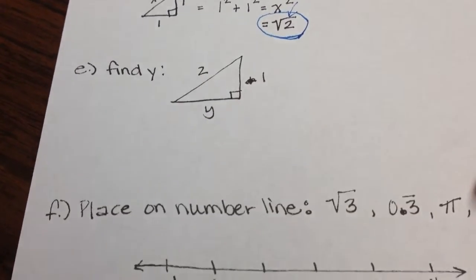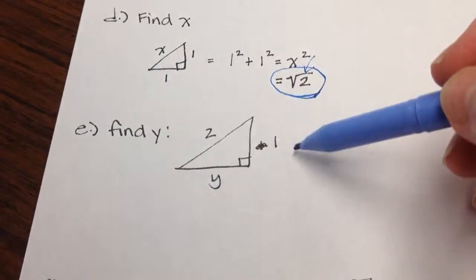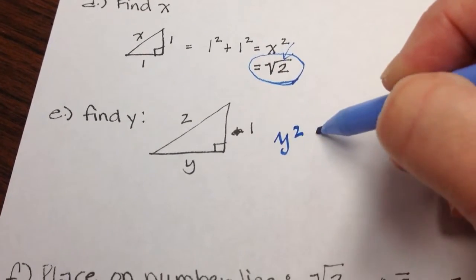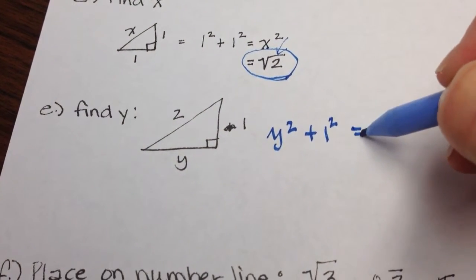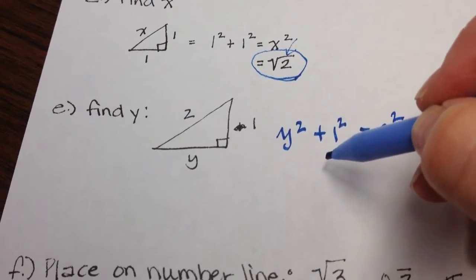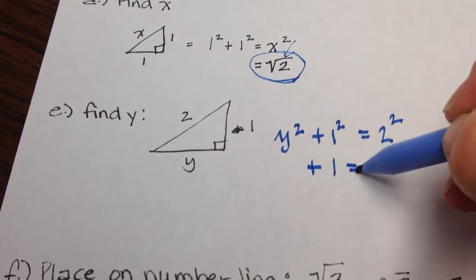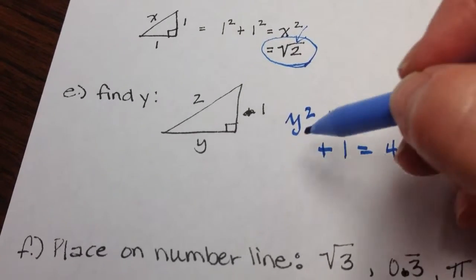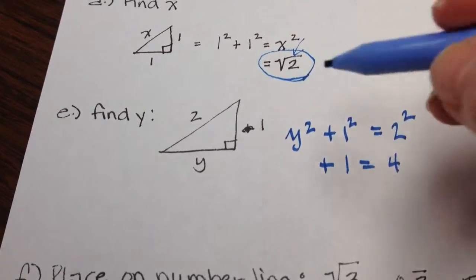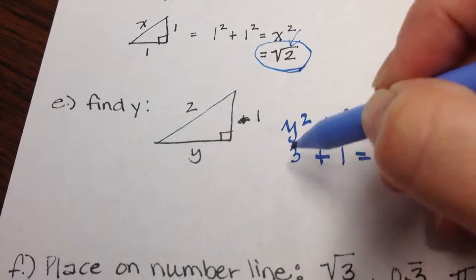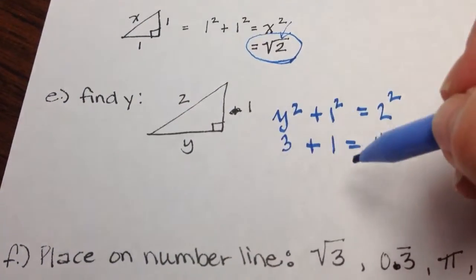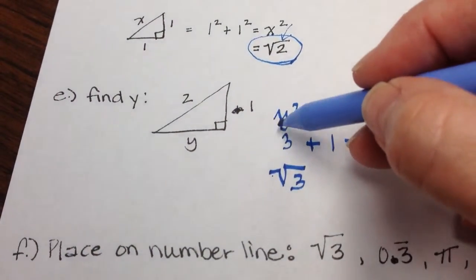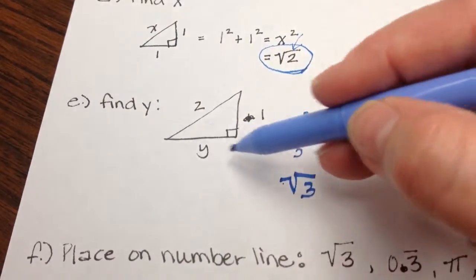All right, how about if we have this one? We have 2, 1, and y. 2 is going to be the hypotenuse. So we have y squared plus 1 squared has to equal 2 squared. Well, 1 squared is just 1. 2 squared is 4. So what has to be there? 3, right? Well, yeah, 3. But we need it to be the square root of 3. So the answer is the square root of 3, because y squared is 3.